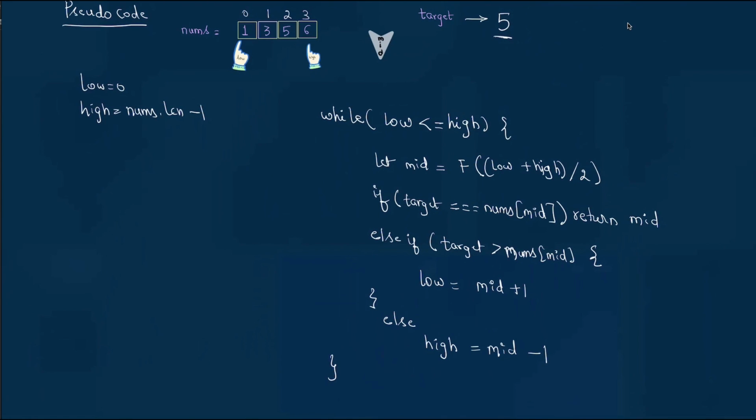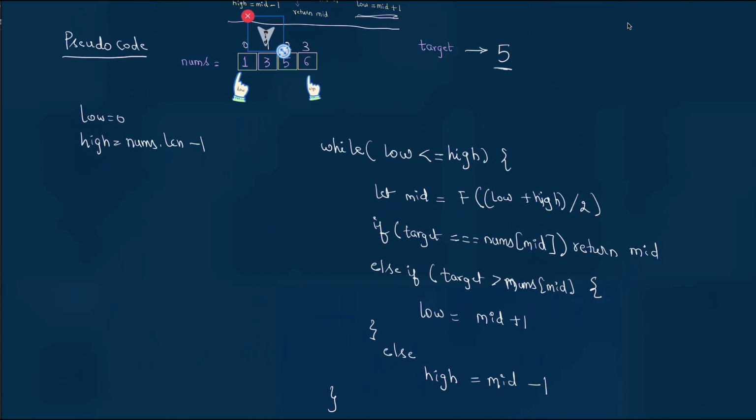Now let's trace this for target 5. While low less than or equal to high, 0 less than or equal to 3, so we reach this mid is equal to floor value. So let's update our mid here.